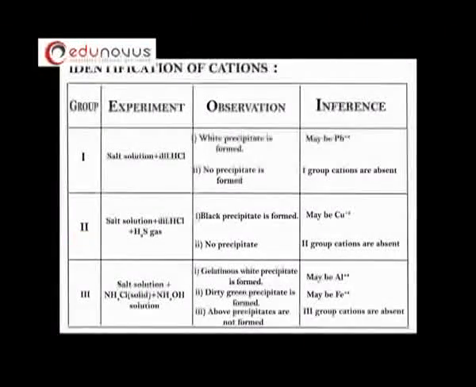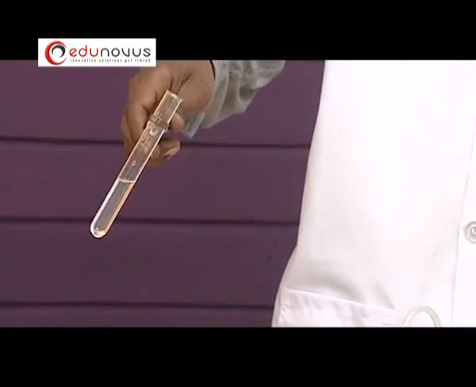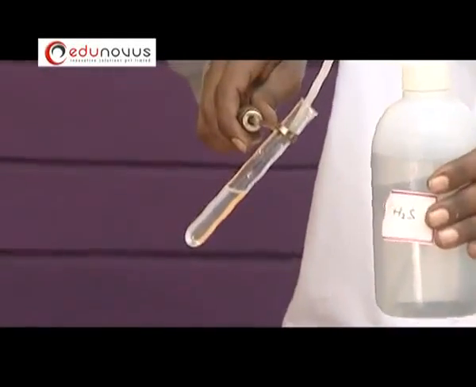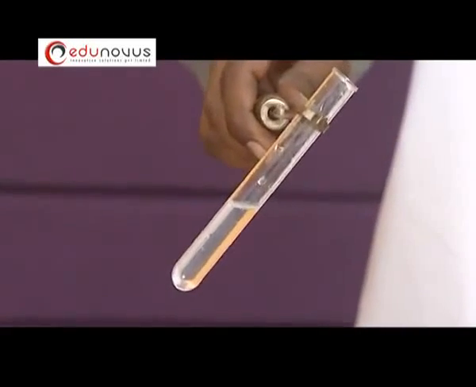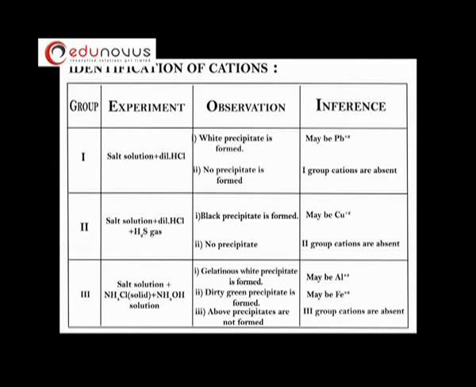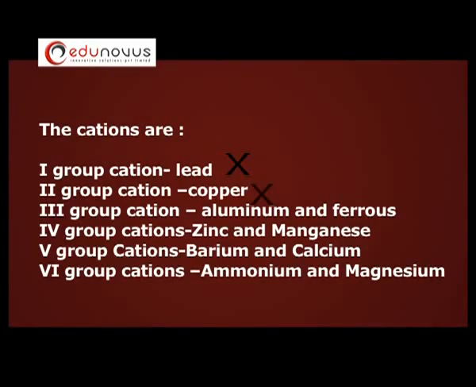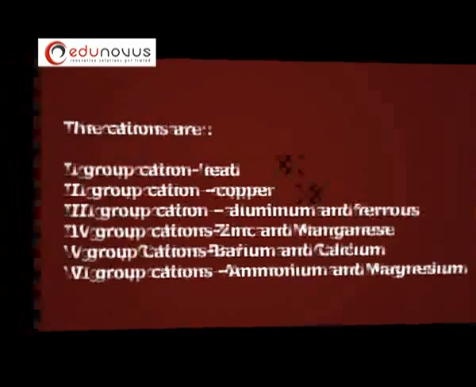Now, we test the sample for the presence of second group cation copper. Salt solution plus diluted HCl plus hydrogen sulfide gas. To the previous test tube, we add hydrogen sulfide gas. No precipitate is formed. Therefore, we infer that second group cation, copper, is absent. Therefore, we eliminate second group cation, copper, from the list.